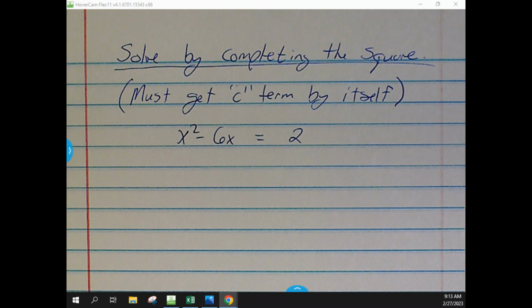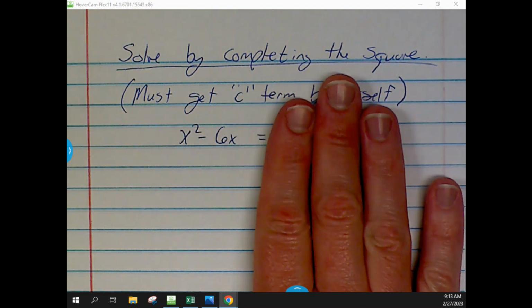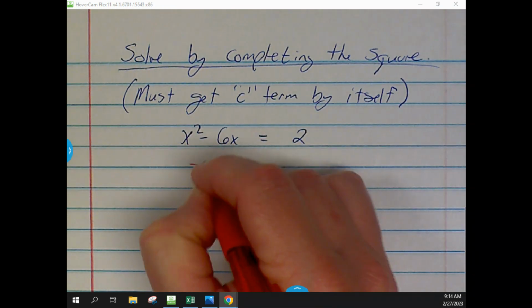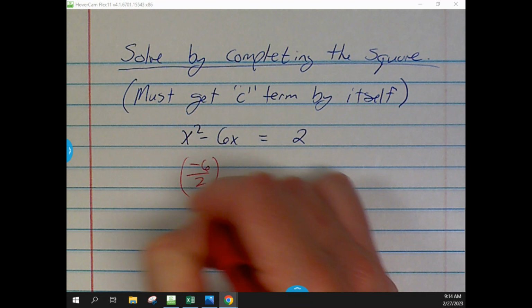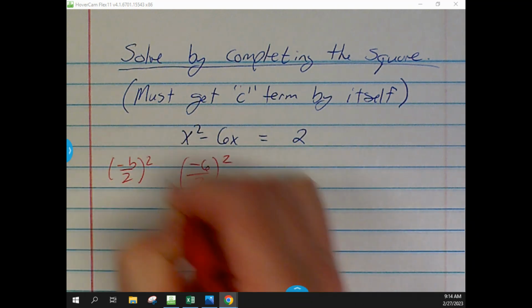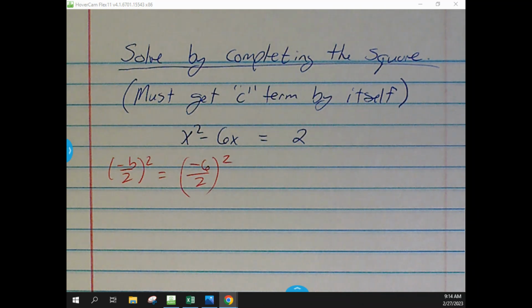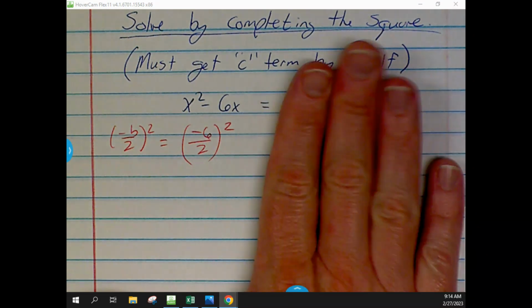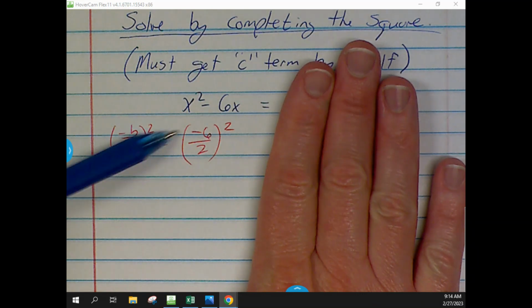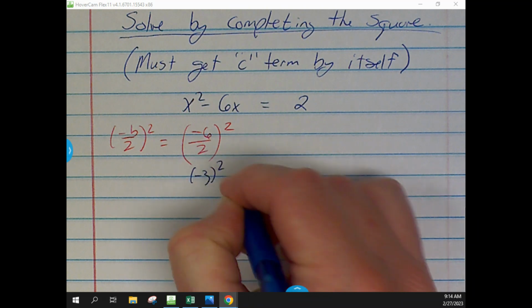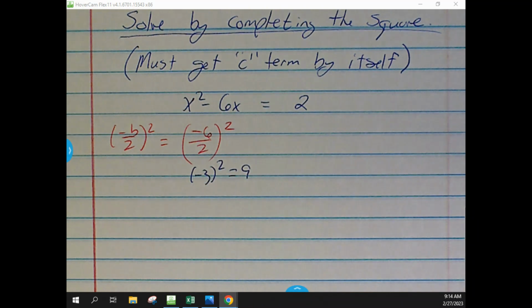Okay, and then from there, we're going to ignore that 2 for just a minute. We're going to do like we did with completing the square. We're going to find the c term. So we're going to take this b term we've got here, negative 6, and divide it by 2, and we're going to square it. So to get that c value, forgetting about that 2 for a minute, we're going to do negative 6 divided by 2, which is negative 3, squared, which is 9.